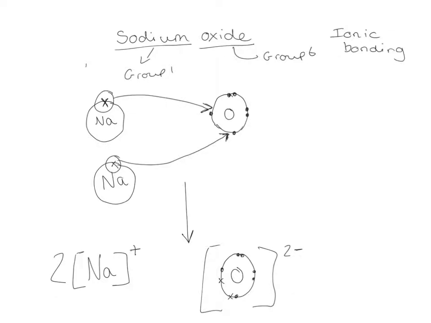They might ask you to write the ionic formula, so just count them up. So I've got 2. The metal always goes first. So I've got 2 sodiums, 1 oxygen. And that's the kind of thing they might be asking you to do.